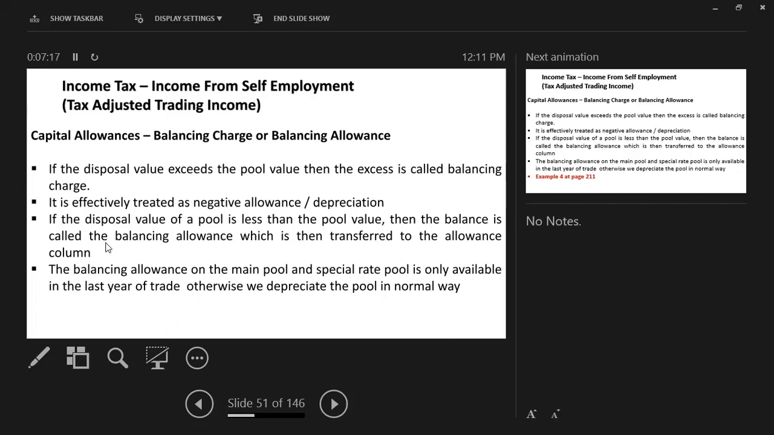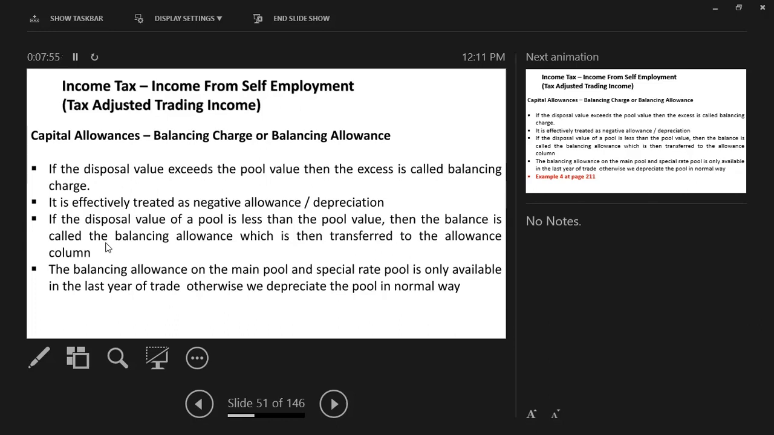Remember we are talking about different columns. There are two pool columns and two other columns, one short life asset and one private use asset. We are only talking about pool columns. On a short life asset or a private use asset, any disposal will result in a balancing allowance or a balancing charge, because every short life asset has its own column. It's not like there are 10 short life assets and we add them all in one column. No, that would again be called a pool.